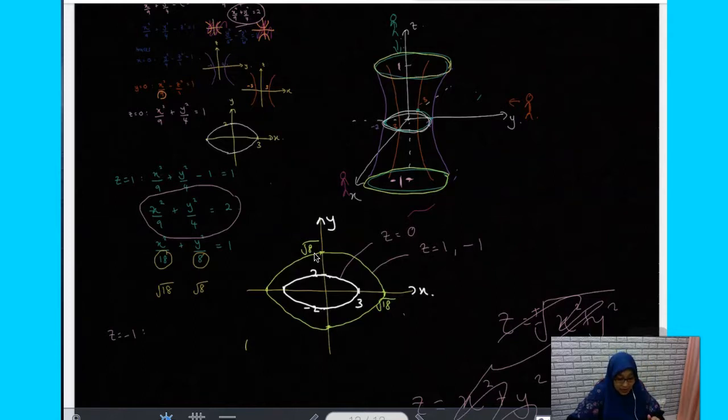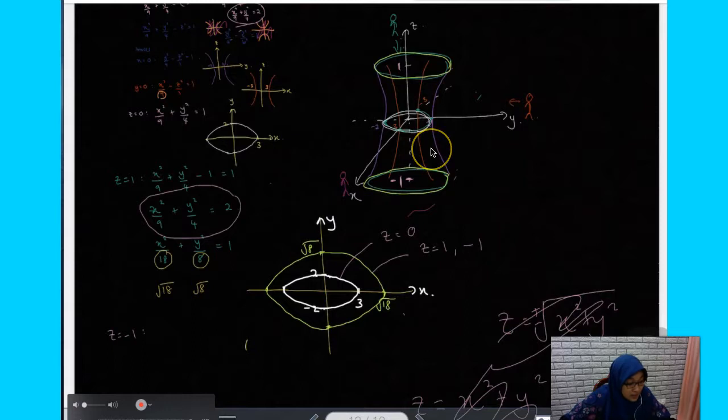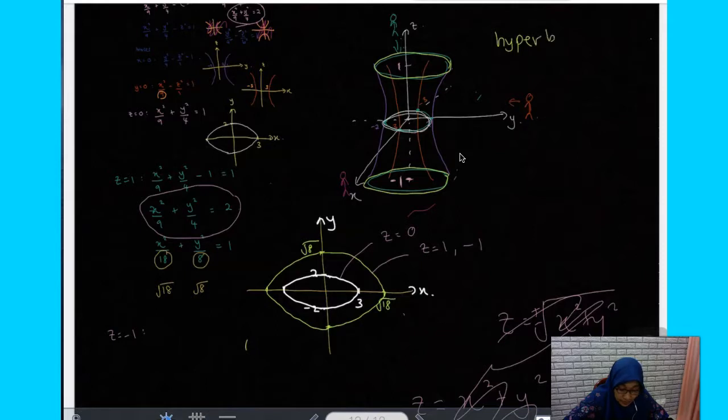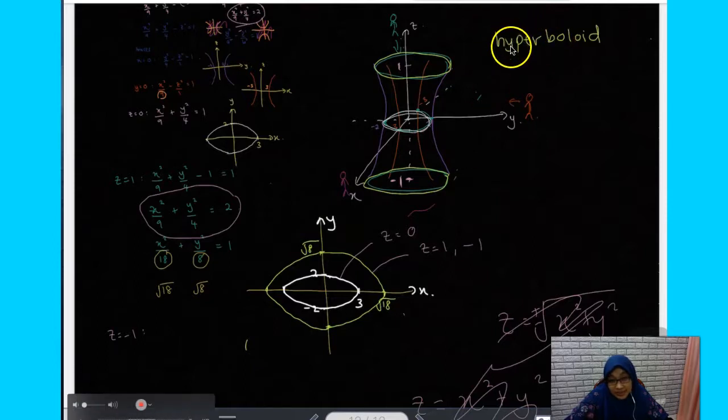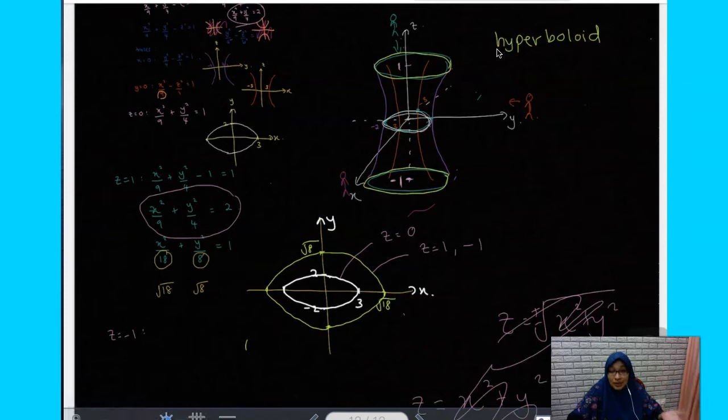Now we have this particular surface. This is called a hyperboloid. The name comes from the word hyperbola in 2D, and hyperboloid in 3D. There are two types of hyperboloid. Last time we sketched one hyperboloid, and now we have another. This hyperboloid is called a hyperboloid of one sheet, because from one equation you have one surface.